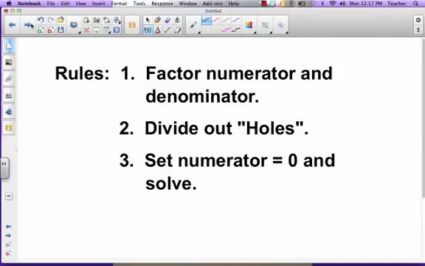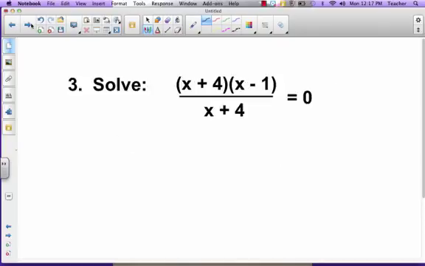Now, moving on, if we look at examples that are initially a lot more involved, understand that the process is the same. Now, on this number 3, it says to solve, we have quantity of x plus 4 times quantity of x minus 1 over x plus 4. Now, it's already factored for us. That was our step 1. But in this particular case, note that you have the same exact factor in the numerator and denominator. So as far as we're concerned, we can divide those out.